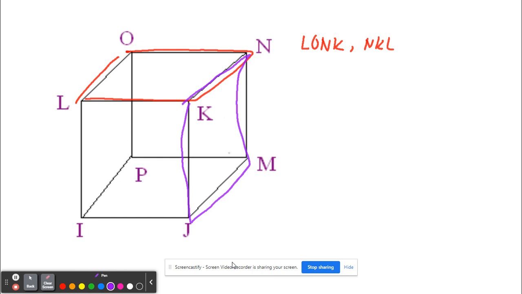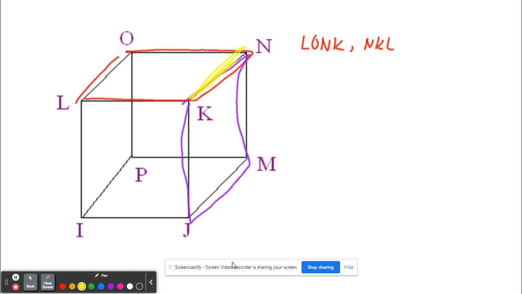All right, so this plane right here, again, I can name it KNMJ. But one of the things I want you to see here is that this segment right here is where the 2 planes intersect. So anytime we have 2 planes, they intersect at a line. So the intersection of 2 planes is a line, and that's what that's talking about right there.